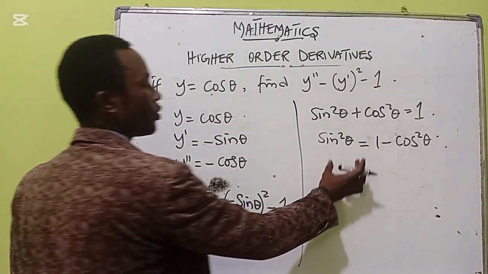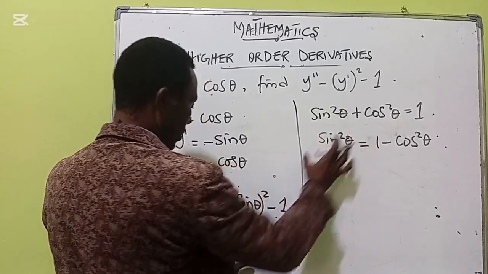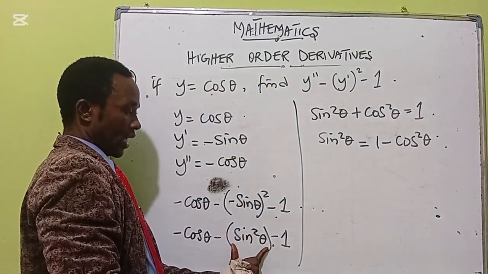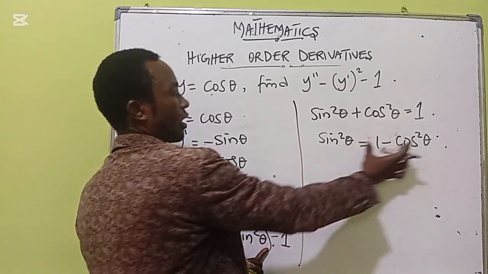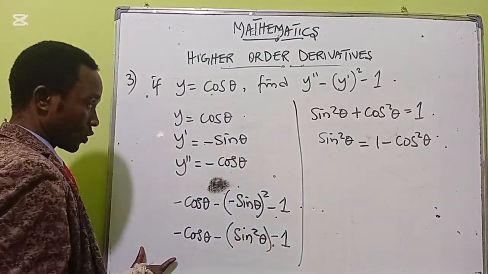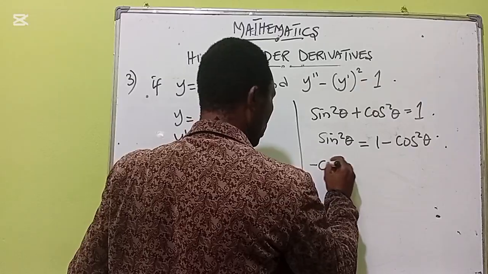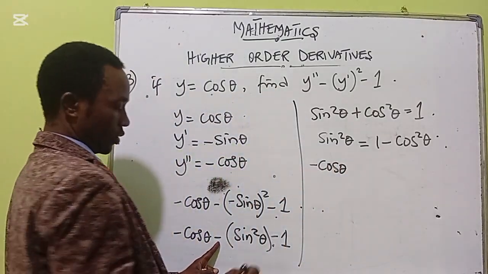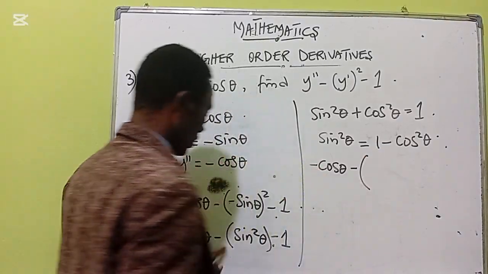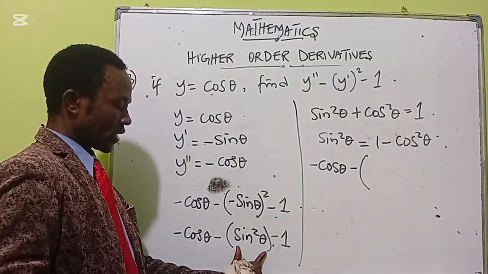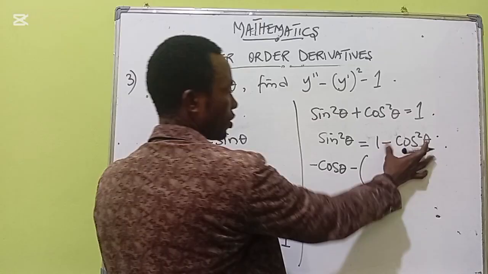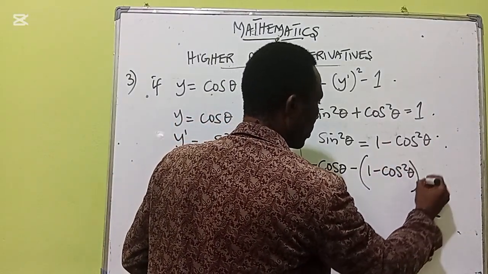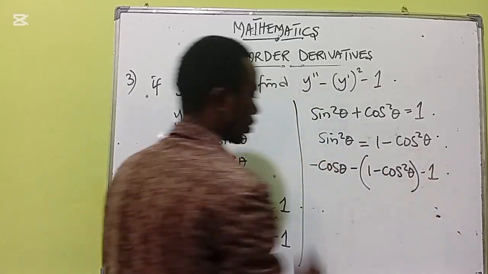So we can use this to replace sine square theta here. Instead of sine square theta, we are putting this in our solving. So we'll be having minus cos theta, then you have your minus. Then instead of sine square theta, we'll now put 1 minus cos square theta, then minus 1.